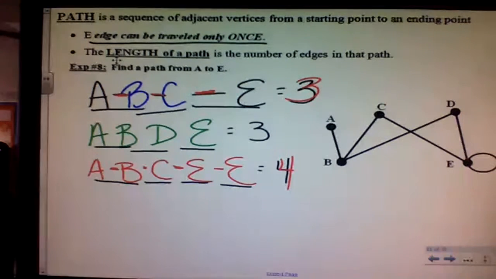So 6 letters, and I like to put the dashes in between my letters. So there's 1 edge, here's 2, 3, 4, 5. So there's 5 edges. Six letters. Every time you connect a letter, it's another edge. I don't care which way you do it. You're just gonna have to be able to pay attention to what the length is.